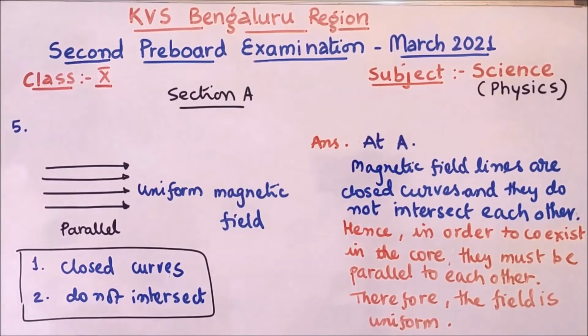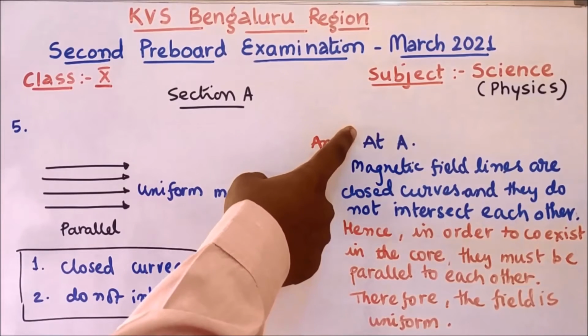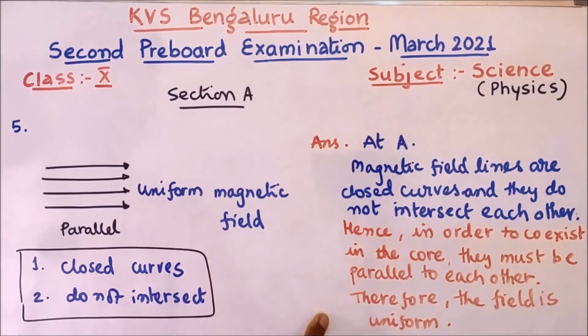So this answer perfectly explains why the magnetic field is uniform inside a solenoid. You will be getting half marks for writing where it is, and another half marks for writing the reason. Remember, in section A all questions are of 1 mark. Let's go to the second question.